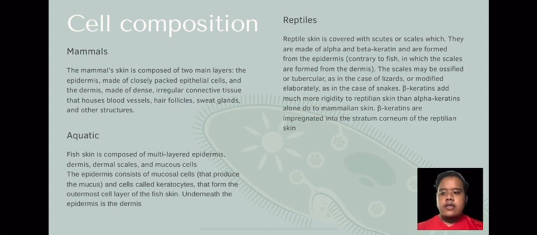For the reptile, skin is covered with scutes and scales, which are made of alpha and beta keratin from the epidermis, contrary to the fish, in which the scales are formed from the dermis. The scales may be ossified or tubercular, as in the case of lizards, or modified elaborately, as in the case of snakes.